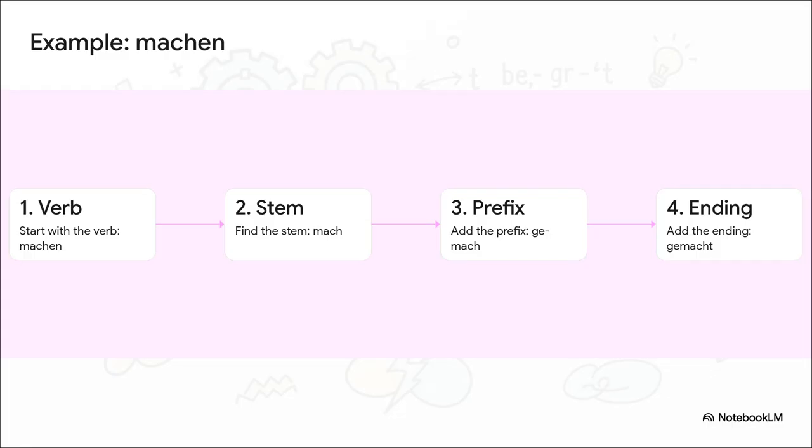Okay, let's do one together with machen, which means to make or to do. Step 1, we find the stem by dropping the -en, so we get mach. Easy. Step 2, add that prefix, ge-, so now we have gemach. And the final step? Just stick the T on the end: gemacht. Done. Ich habe meine Hausaufgaben gemacht. I have done my homework.